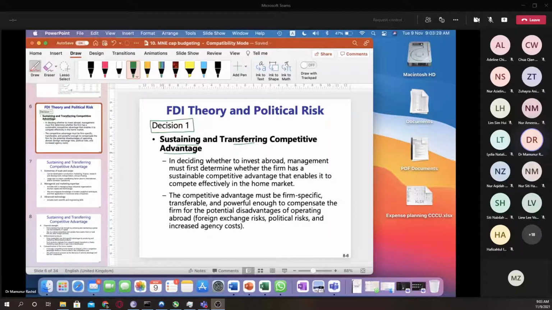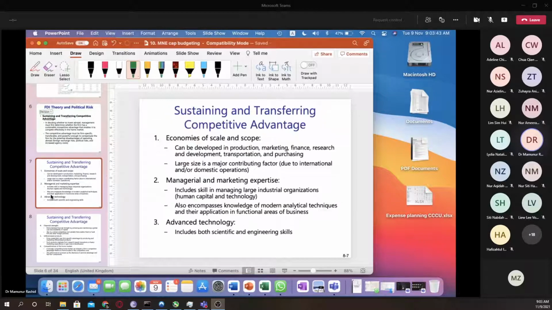So you need to make sure that your competitive advantage is not imitated, it's not copied easily. So under this decision 1 about competitive advantage, there are certain elements that we need to look into. There are at least 6 elements. Sustaining and transferring competitive advantage is related to first one, economies of scale and scope.